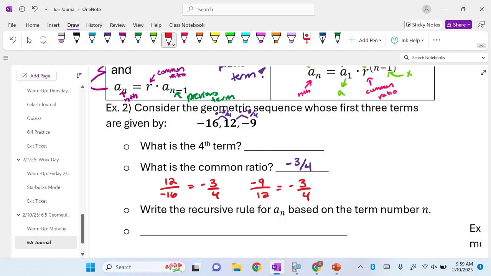Now that we know what we're multiplying by, figure out what the fourth term is. So multiply negative 9 by negative 3/4 and see what you get. And I want this as a fraction.